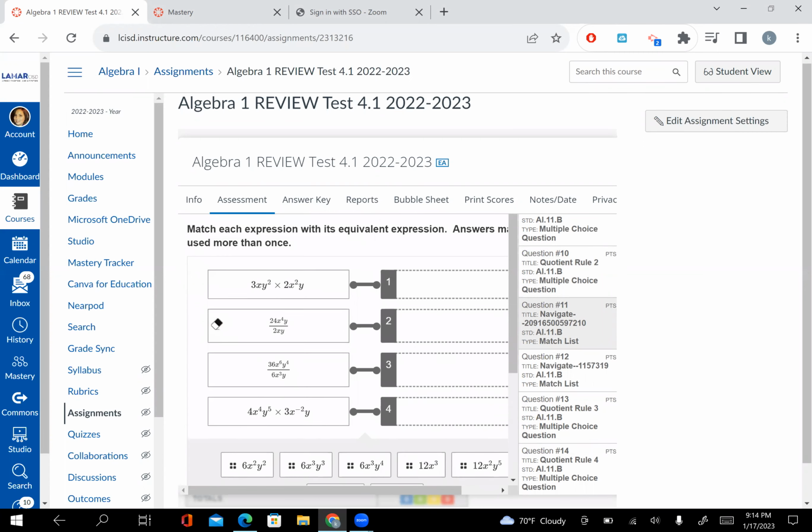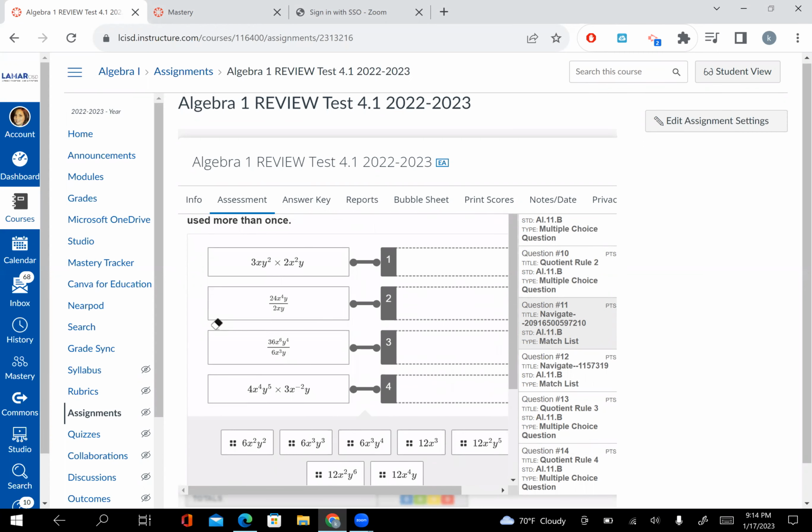They're asking us to match the expression, so we're just going to work out this expression and then find its answer down here. So the first one, we're going to multiply our regular numbers like normal. So 3 times 2, that's 6. And then we look at our exponents on our matching letters. So we have x to the power of 1 and x to the power of 2. Remember, we add our exponents, so this one's going to be x to the power of 3.